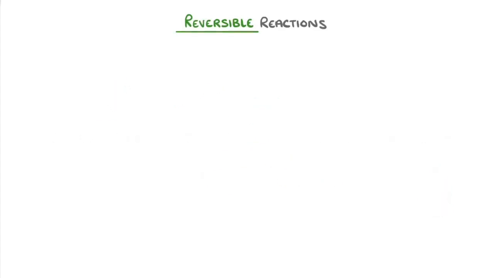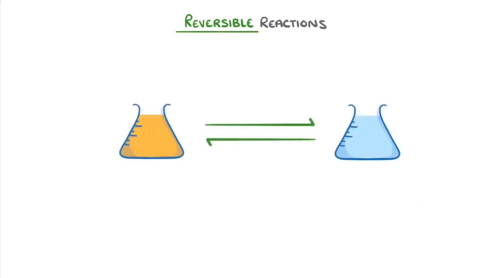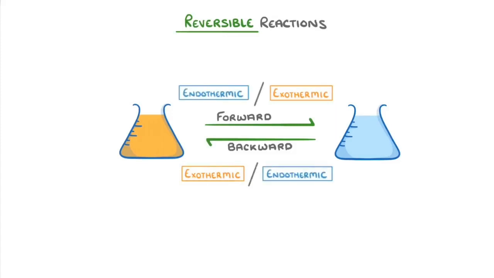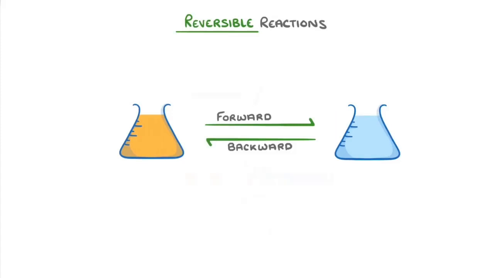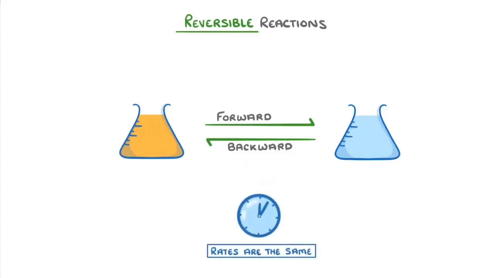So to quickly recap everything, reversible reactions are those with a double arrow in the middle, which shows that they can react in both the forward and backward directions, one of which will have to be exothermic, and the other endothermic. And if these two rates are the same, then we say that the reaction is at equilibrium, and the concentrations of the reactants and products will remain constant. The position of equilibrium can change though, and will shift to the left or the right depending on the conditions.